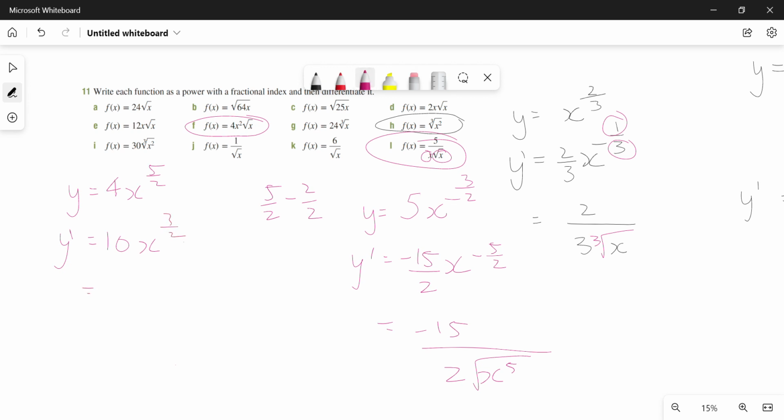Okay, if we put that back into original form, again, it's a power of 3 from the top, and then the bottom tells us it's a square root. So that would be our answer.